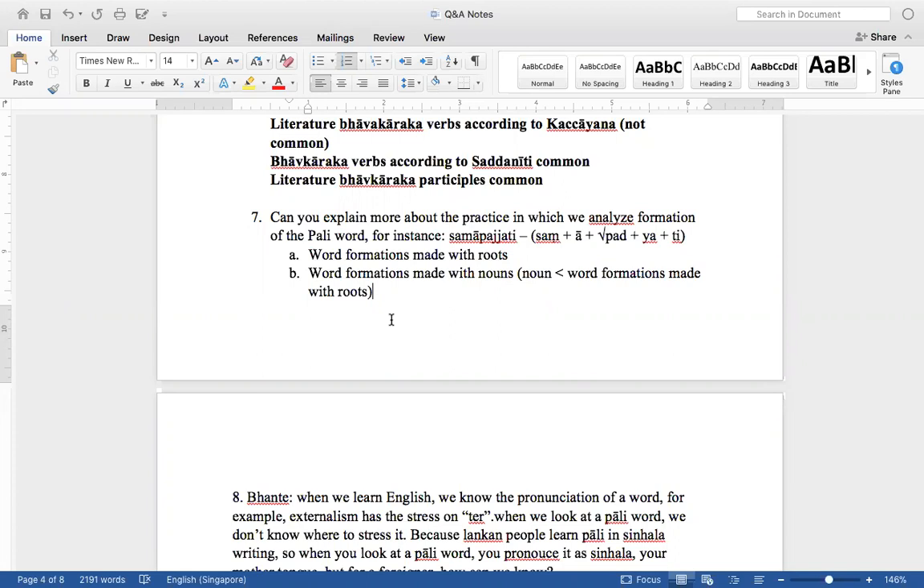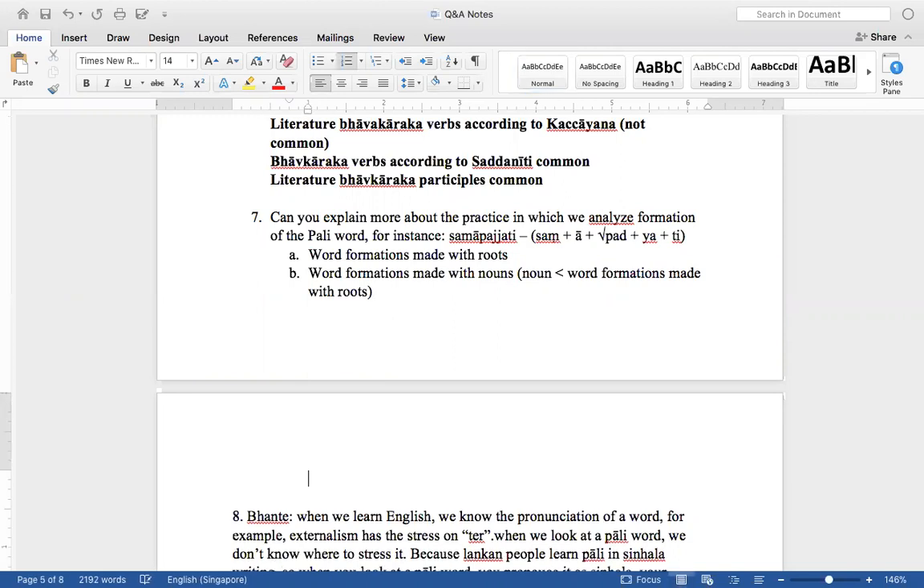Personally, I am not very happy with that approach, but that is how it is. If you find a word in Pāli, there will always be an explanation. Even though it's a secondary noun, they will explain the first noun, and then that first noun is made out of a root. So in the end, in word formation, somehow a root is connected, even for the indeclinables.